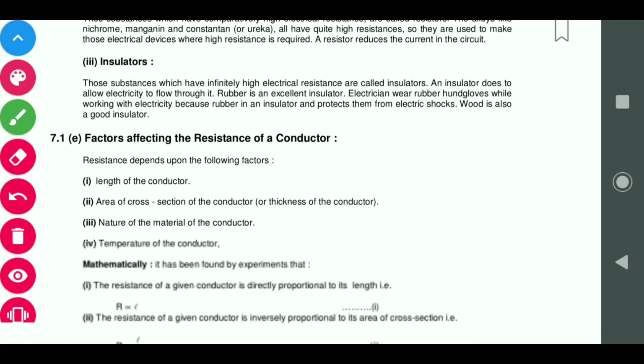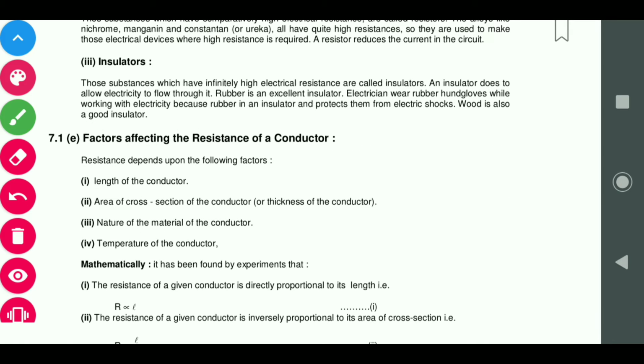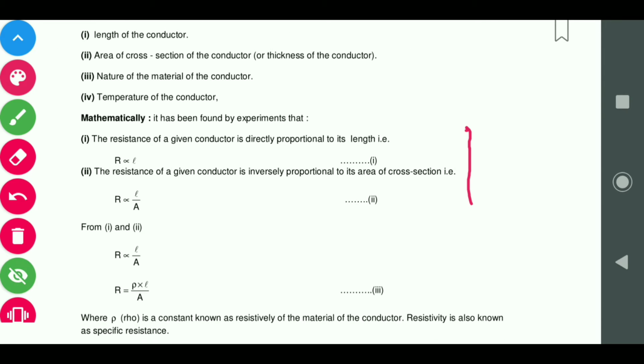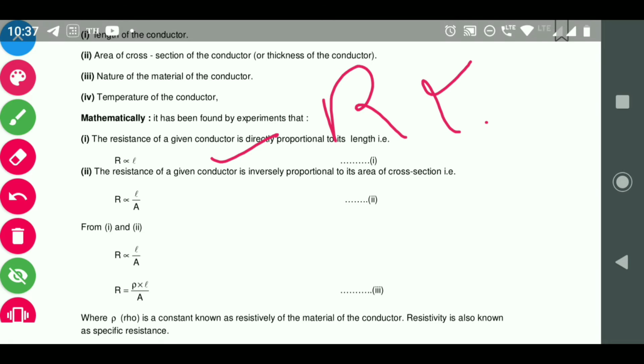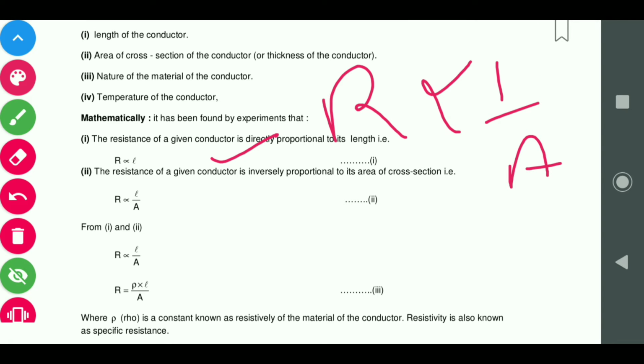Now we will check the factors affecting the resistance of a conductor. It depends upon length, area of cross section, nature of material, and temperature. Let's see how it depends on these conditions. Resistance of a conductor is directly proportional to the length, that is R is directly proportional to L. It is inversely proportional to the area of cross section. When we combine them, it becomes R is proportional to L by A.